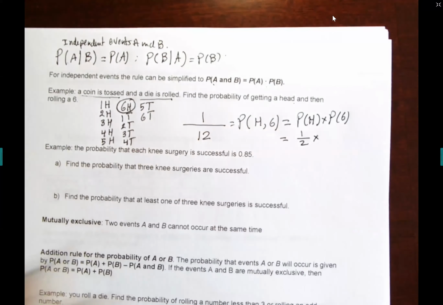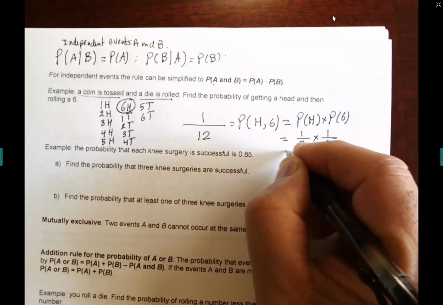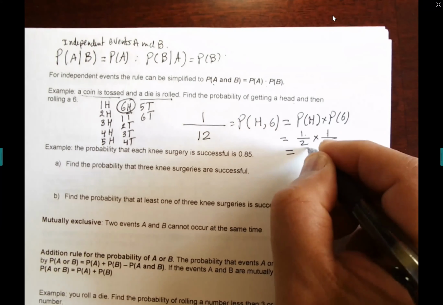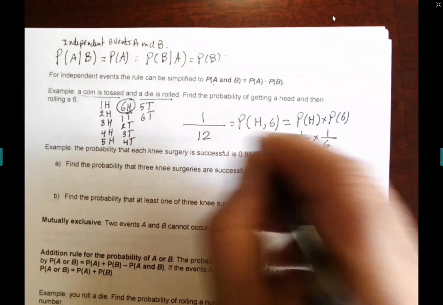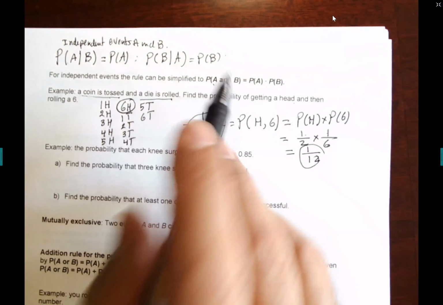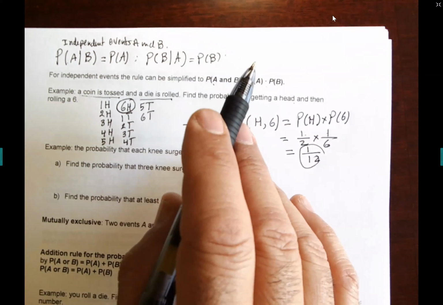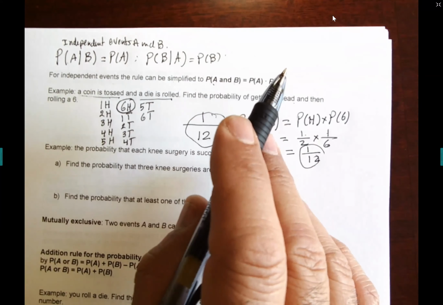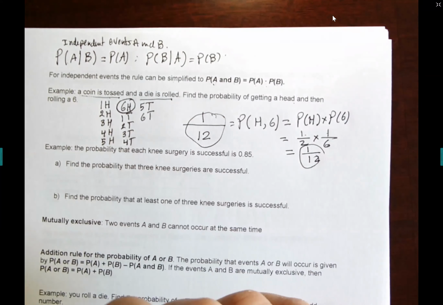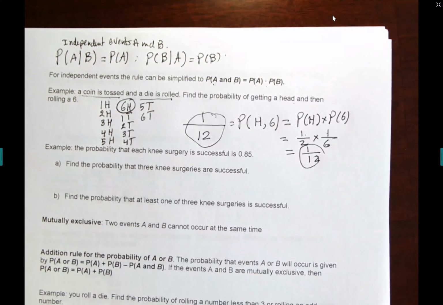And what's the probability of getting a 6 when you roll a die, guys? 1 out of 6, excellent. And if you multiply the two fractions together, what do you get? 1 times 1 is 1, 2 times 6 is 12. Here you go, match. If the events are independent, guys, and I ask you to find the probability of the two events happening together, it's just the probability of the first event times the probability of the second event. Multiply them.